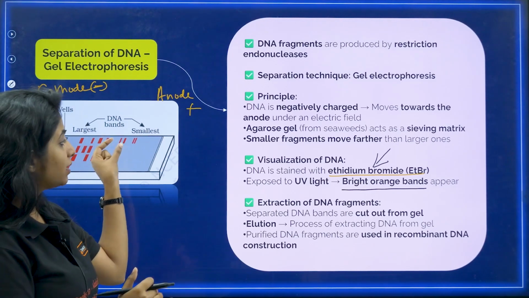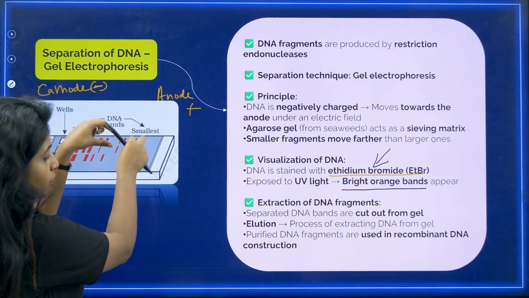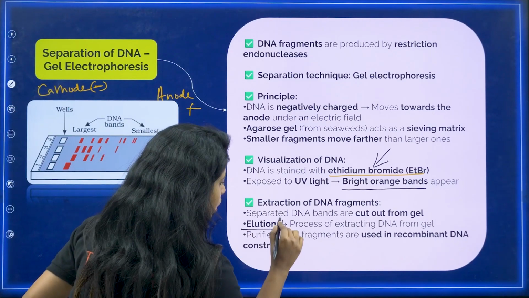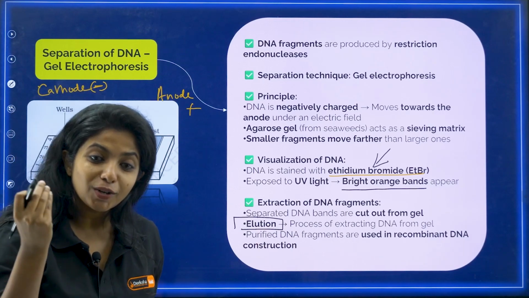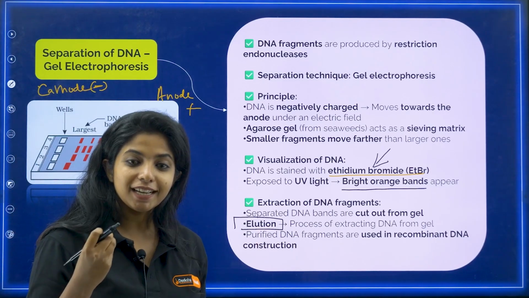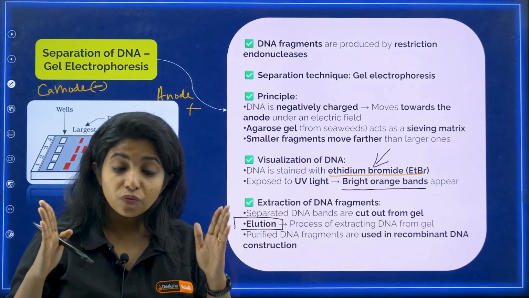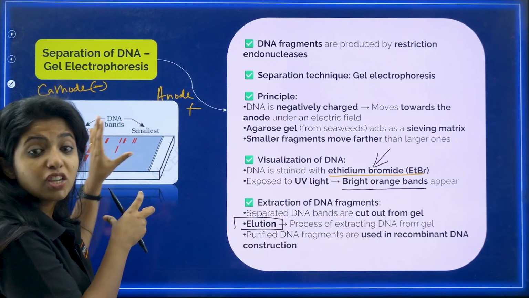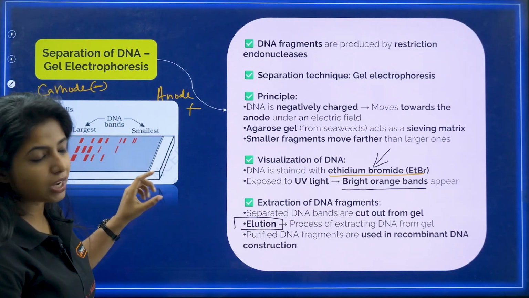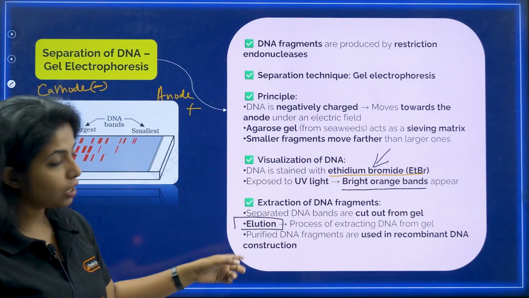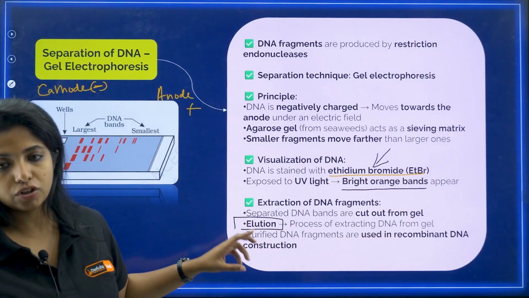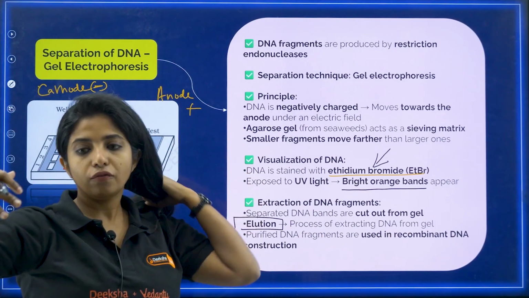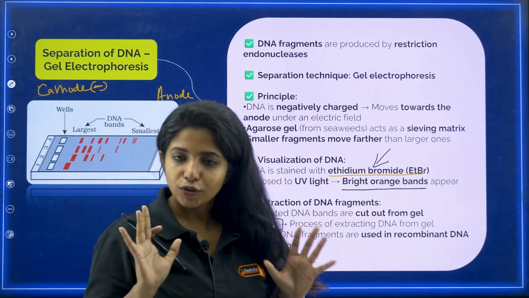And now you want to extract the DNA. You have to remove the DNA from the gel, right? What do you call this process? You call this process elution. Elution is given like this in your NCERT and you tend to not take it into consideration, but elution is a very important process. Elution means you are extracting the DNA from the gel, not from anywhere else. Now the purified DNA fragments are used in recombinant DNA construction. After that, it is purified and then put in the plasmid to make a recombinant DNA. I hope you got it.